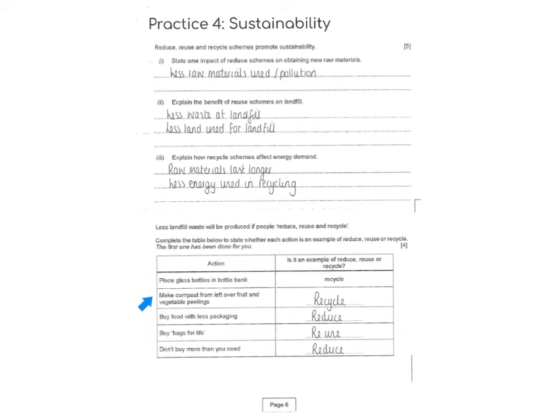So make compost from leftover fruit and vegetables, recycling. Buy food with less packaging, so that's reducing our packaging. Buy bags for life, reuse. You could also say reduce for that one if we're reducing the amount of plastic bags. Don't buy more than you need, so reduce.